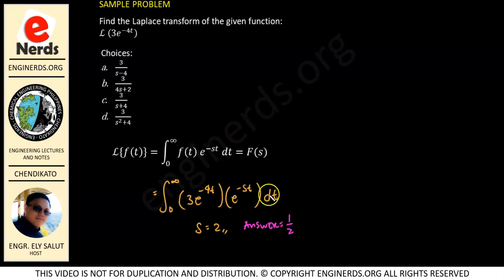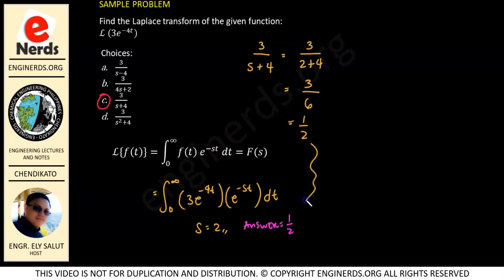Okay? Now, to save time, I'll tell you now that our answer here is letter C. So, let us check kung tama ba yan. No? We have 3 over s plus 4. So, ang sabi natin, our s is equal to 2. So, we have 3 over 2 plus 4. So, this is equal to 3 over 6, which is equal to 1/2. So, pareho yung naging sagot natin dito sa nakuha natin sa calculator. Therefore, our answer here is correct.